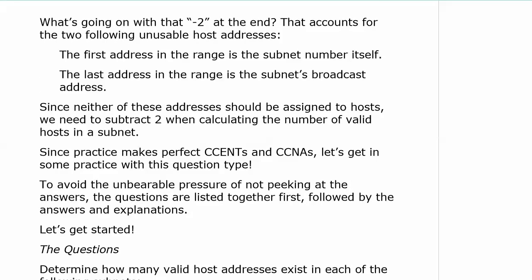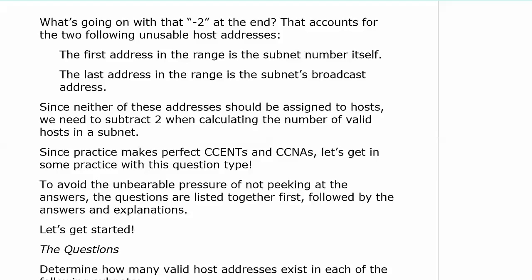I don't want to just tell you that and then not say what the addresses are. And you're going to see these in questions later in this section of the course. But that minus 2 accounts for 2 unusable host addresses. The first address in the range of our subnets is the subnet number itself. We don't want to use that on a host. The last address in the range is the subnet's broadcast address. If you try to use either one of those addresses on a Cisco router interface, it's going to tell you, sorry, can't do that, or something, probably bad mask will be your message. And that's actually what it means, that you're trying to use one of these 2 addresses.